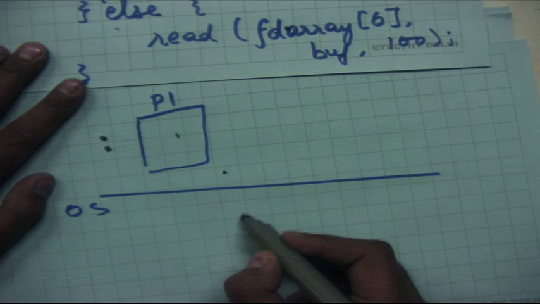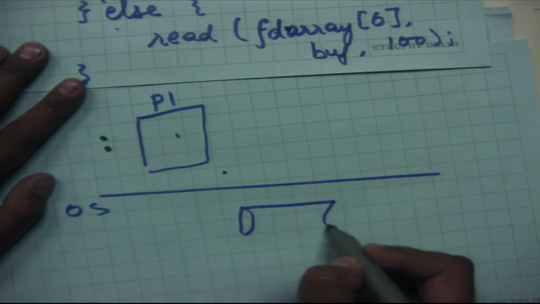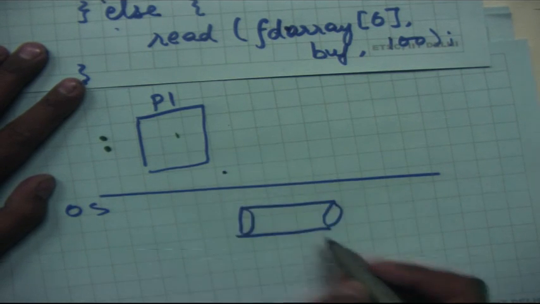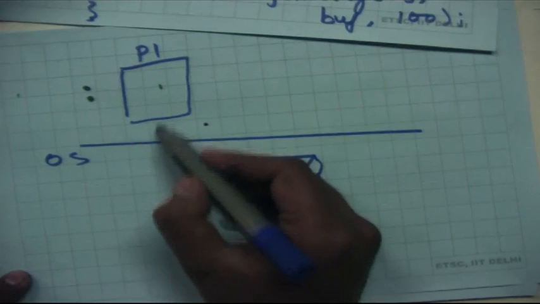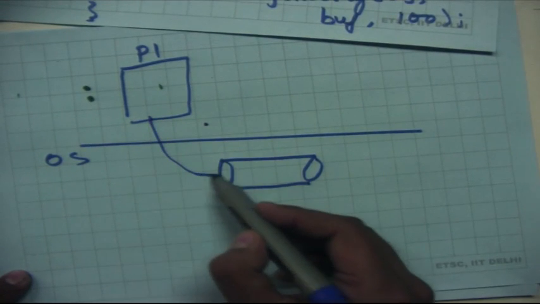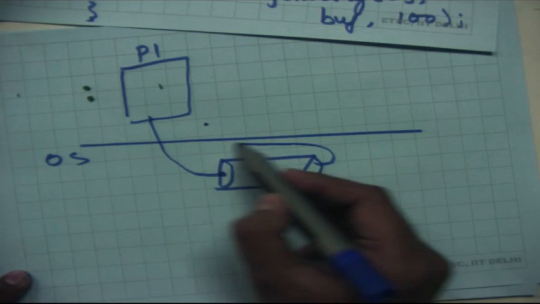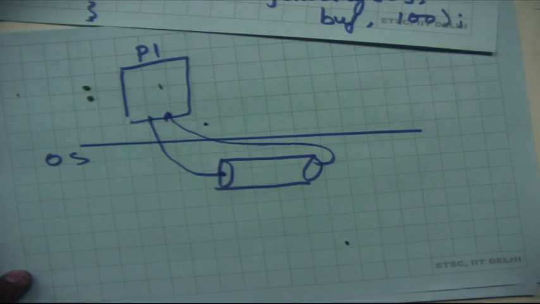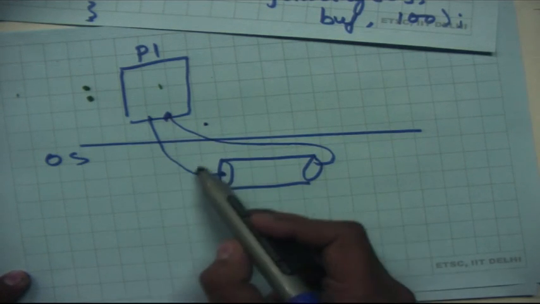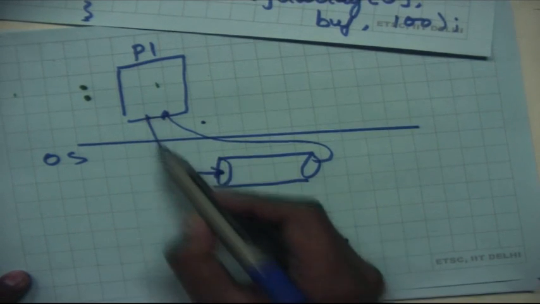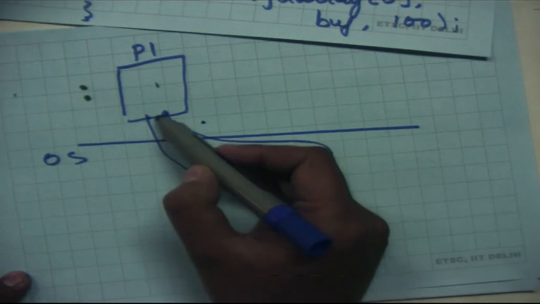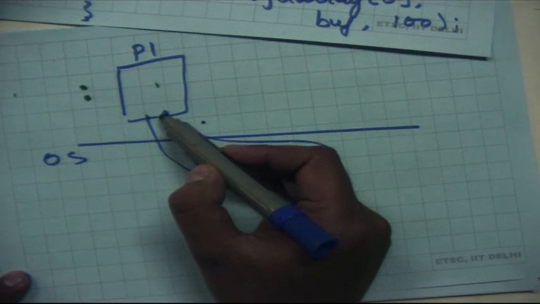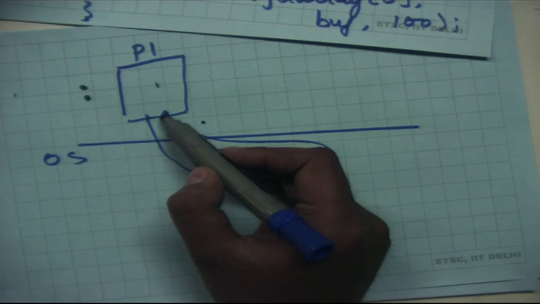The process created a pipe, so the pipe gets created inside the OS space, which means it cannot be accessed directly by the process, but it can be accessed using read and write system calls. Then this pipe has pointers which are represented by file descriptors. So this is, let's say, FDRA1 and this is FDRA0. Right? Everybody is with me at this point?